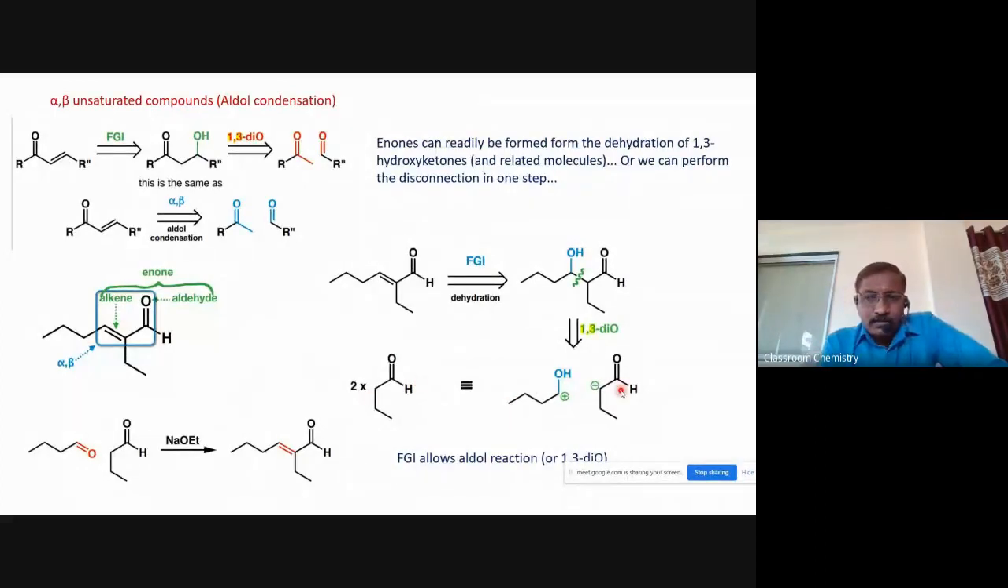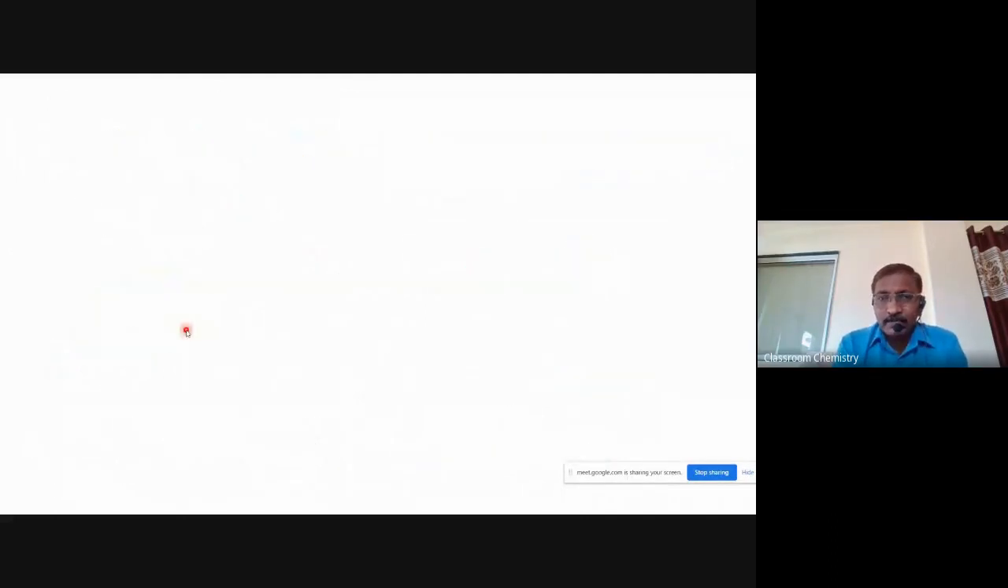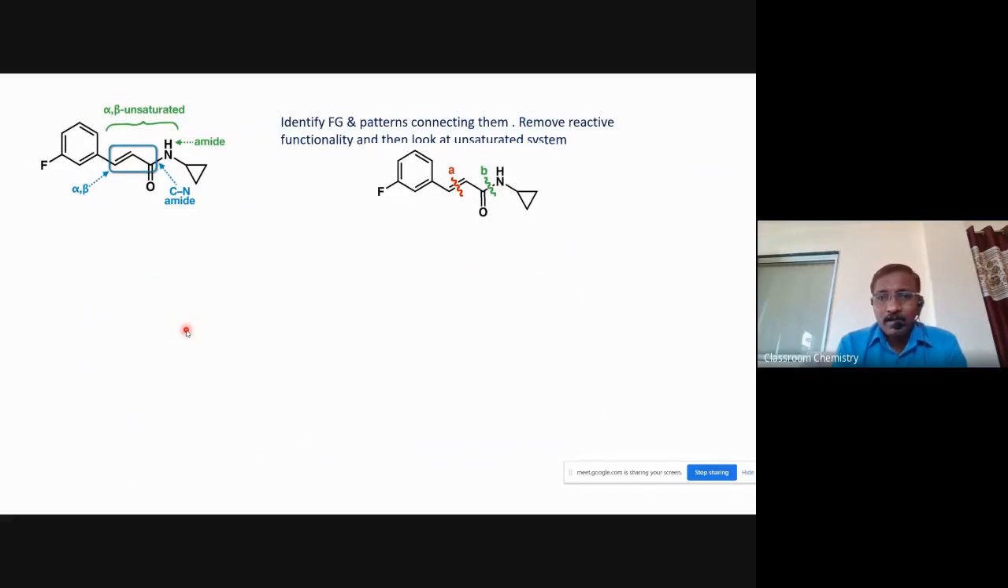So butanal, when it undergoes aldol condensation, we obtain beta hydroxy aldehyde, and then it undergoes dehydration, we can get alpha beta unsaturated aldehyde. So such kind of reactions can be obtained. Now I think we will take only this one example over here, and then we will stop.